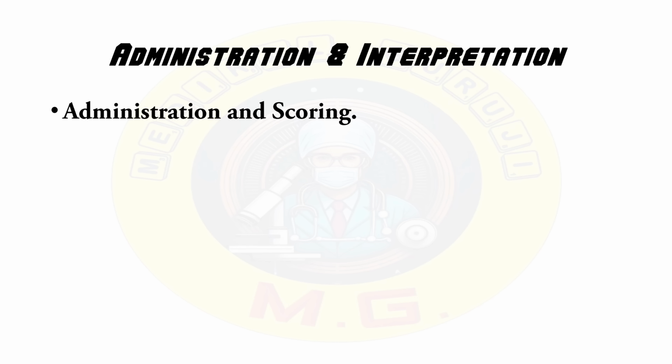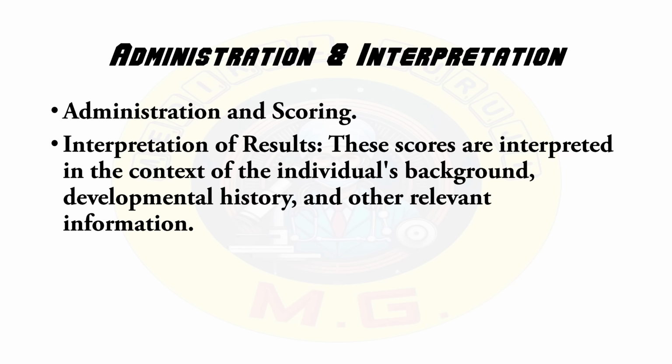The examiner presents a variety of tasks, observes and records the individual's responses, and then scores them based on standardized criteria. Raw scores are then converted into standardized scores, which are compared to norms as per the age of the individual. Then the results are interpreted. Wechsler scales provide a full-scale IQ, FSIQ, representing an individual's overall cognitive ability. Additionally, composite scores for each content area offer insights into specific cognitive strengths and weaknesses. These scores are interpreted in the context of the individual's background, developmental history, and other relevant information.